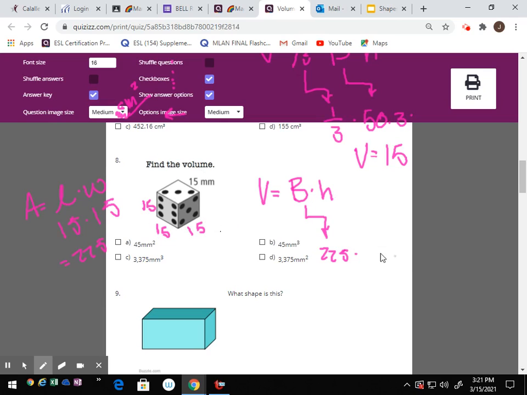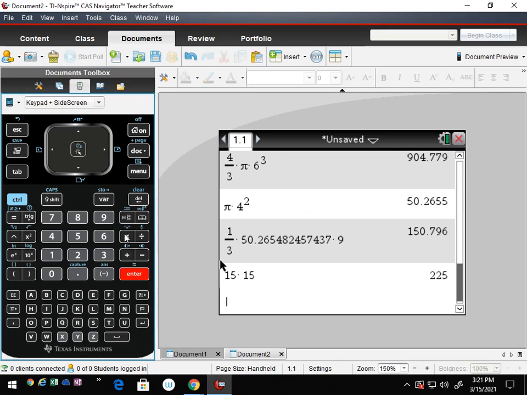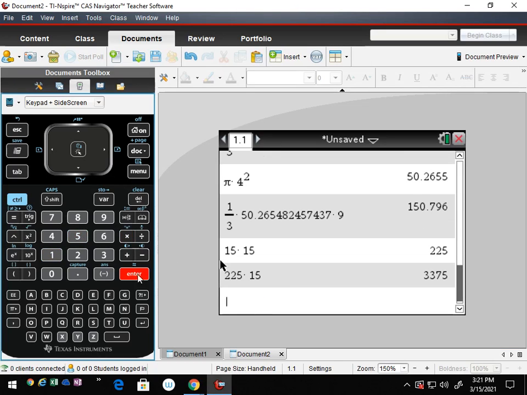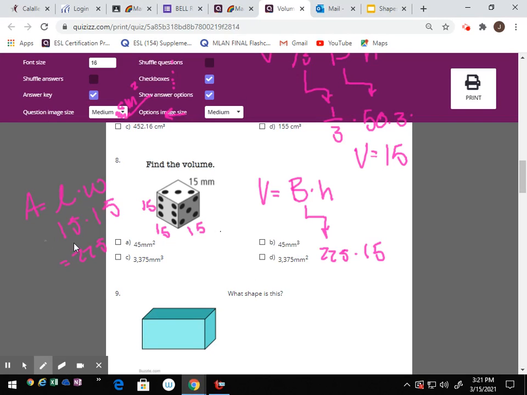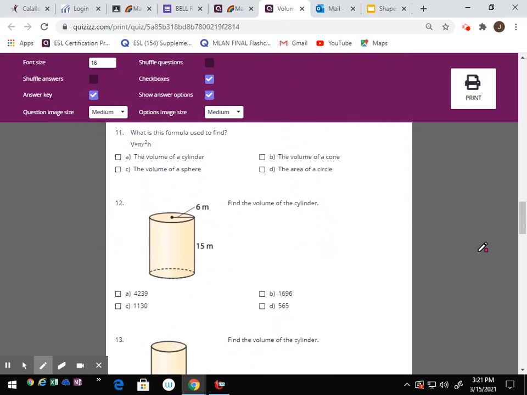As we can see, all of our side lengths are 15. So 225 times 15 is 3,375, which we can see is answer choice D, with 3,375 millimeters cubed. We're going to skip down to question number 11.